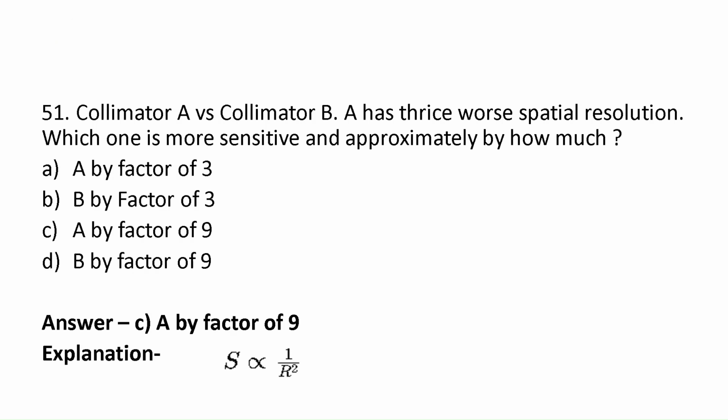So it is collimator A versus collimator B. A has thrice worse spatial resolution. So A has worse spatial resolution. That means A will be more sensitive. So the right answer will be A. But by how much? Sensitivity is roughly inversely proportional to the square of the resolution. So A will be more sensitive by a factor of 9.